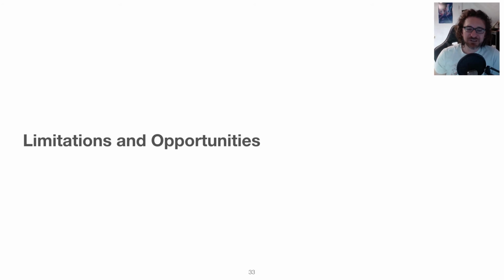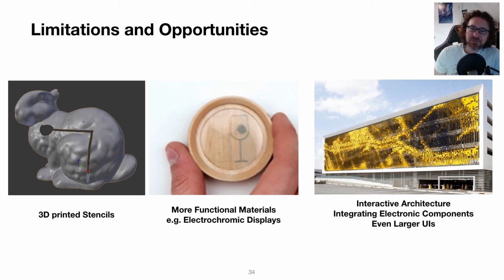So what kind of limitations and opportunities come with sprayable user interfaces? On the one hand, our fabricated stencils are usually 2D, and they are fabricated with materials like cardboard that do not bend around highly complex geometries. So it would be super interesting if you could also 3D print stencils that have a much more complex geometry and could fit much more complex objects that we want to augment and make interactive. A second direction is how we can integrate more functional materials.